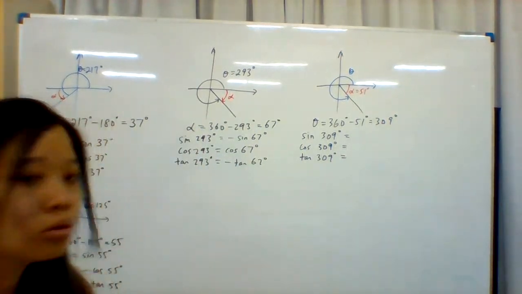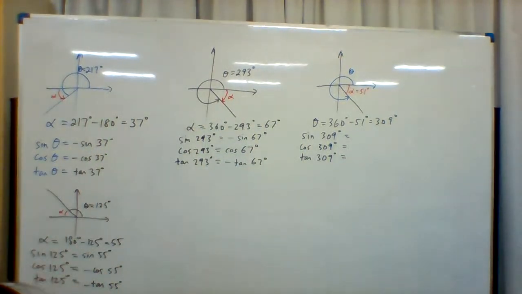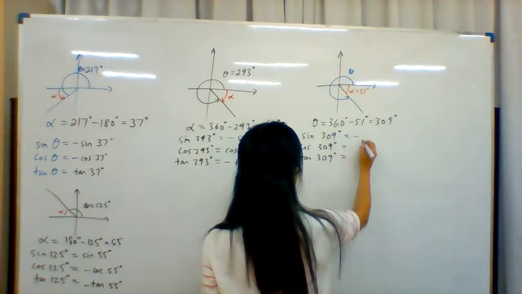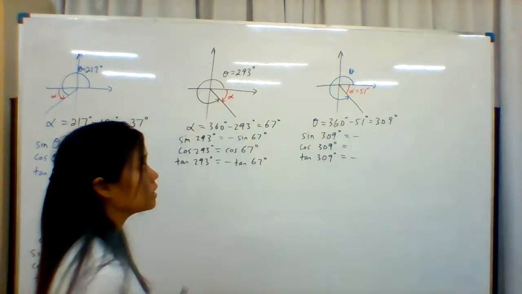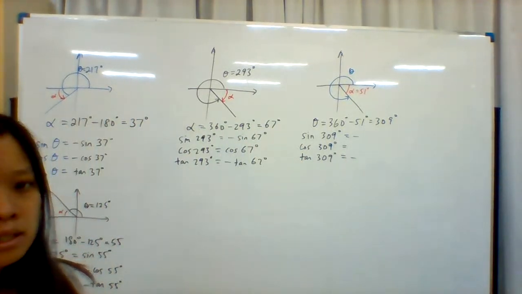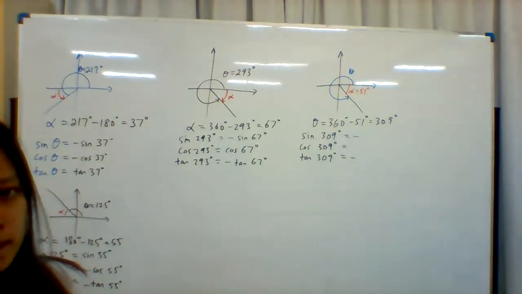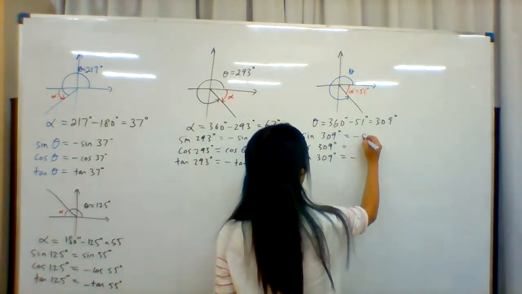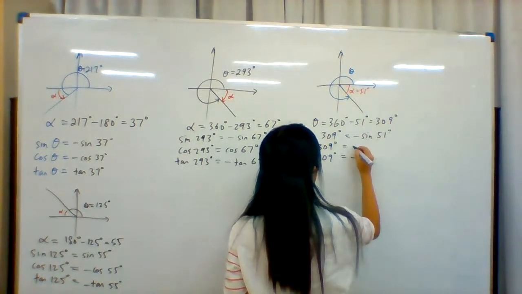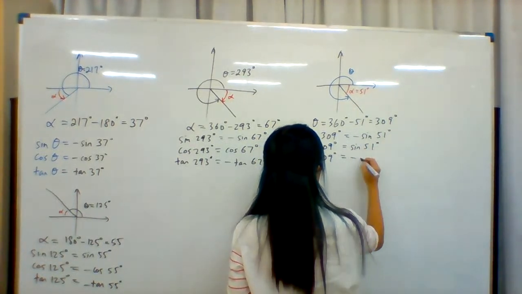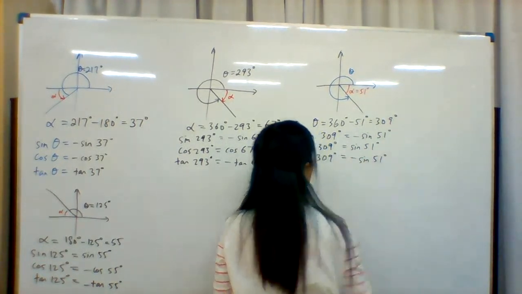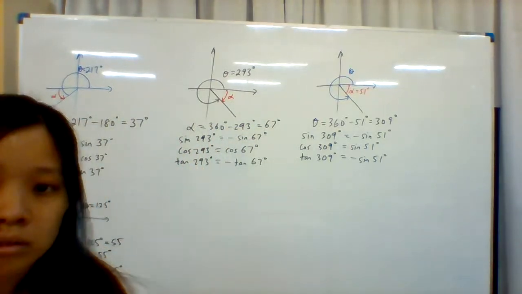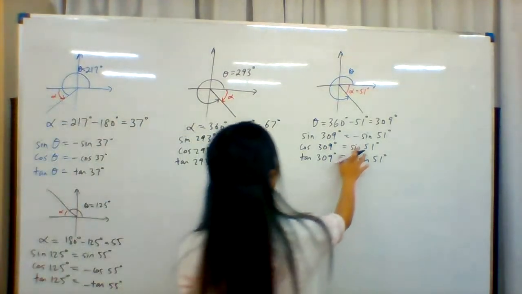right? And again, look which quadrant is it in? In the fourth quadrant, right? So in the fourth quadrant, only cos is positive. Therefore, your sine and tangent will be negative of, remember, the sine or cos or tangent of your basic angle. So it will be negative sine 51. Okay or not? Again.